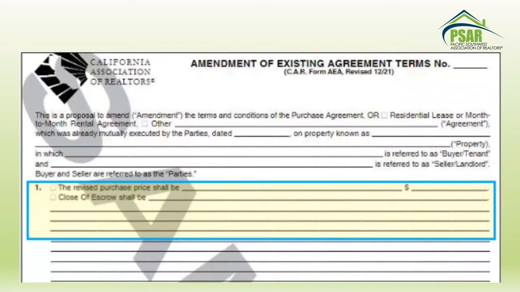Okay, now this is an ugly slide because I never saw a red line on this one. This is amendment of existing agreement terms. This is our AEA. The AEA was created to amend certain things like, all right, so we're going to change the purchase price, or we're going to change close of escrow. Instead of putting it on an ADM, which has no expiration date on it, we want to always put that kind of stuff on the amendment of existing agreement of terms because it has an expiration date on it. So they did put in the most common things that they see on these: the revised purchase price shall be, and you can write it in, close of escrow shall be, and then you have a whole lot of blank lines. So you will see that change to the AEA.